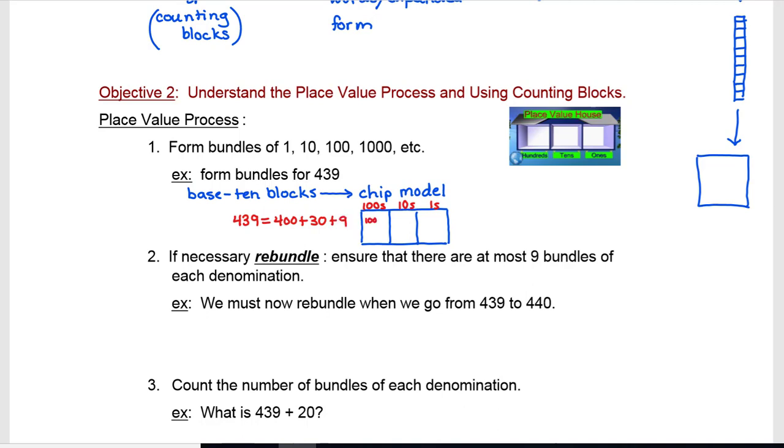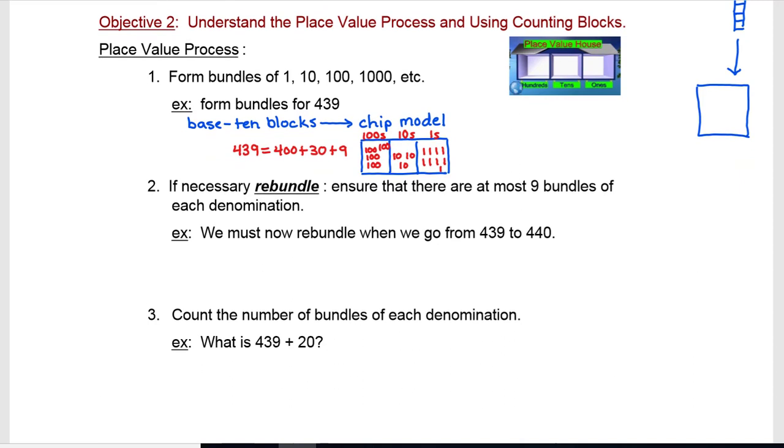So if I put 400 in here, there's the 400. If I put 3 tens in here, there's the 30. And if I put 9 ones, 2, 3, 4, 5, 6, 7, 8, and 9. There we go. That represents 439. Okay, so that's fine. We don't do anything. We're not borrowing, or regrouping, or rebundling, or anything like that.